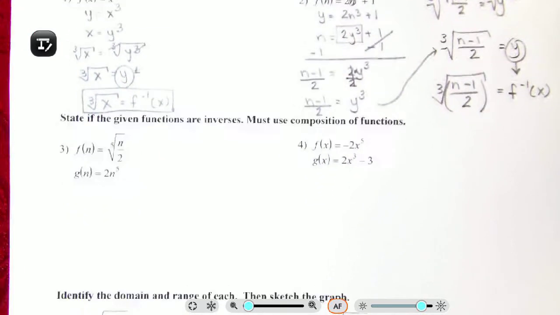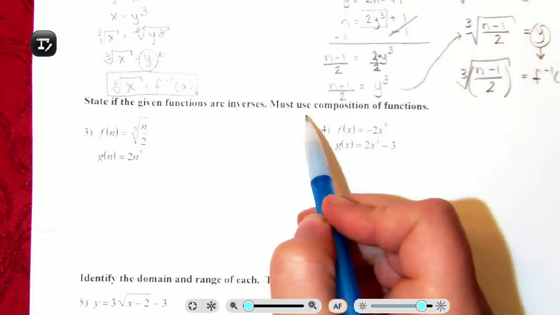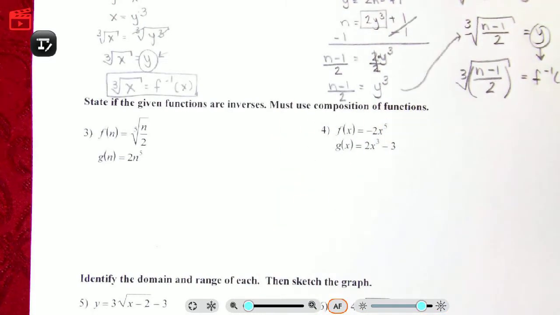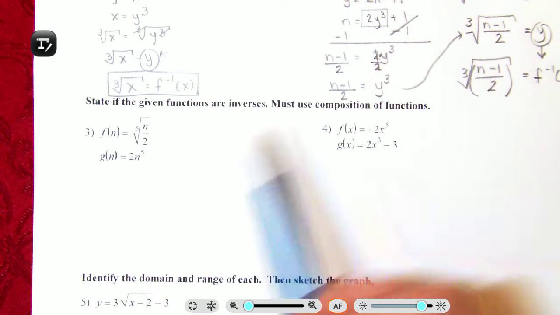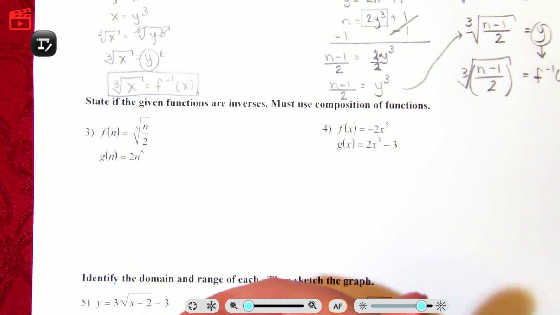State if the given functions are inverses. Here's the thing, though, we must use composition of functions. If it doesn't tell us the way we need to know if the functions are inverses, then we can use the same method above, pick one, and then solve for the other, or solve for the inverse.